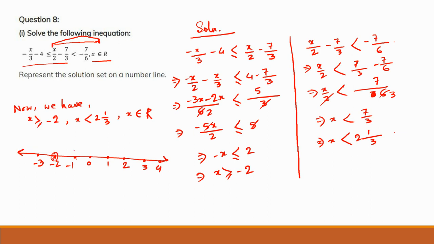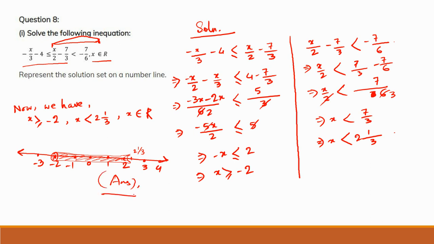x is greater than or equal to minus 2 and x is less than 2 whole 1 by 3. So it's somewhere like 2.33, somewhere here. Let's say this point is 2 whole 1 by 3. But x is less than 2 whole 1 by 3, so this point is not included. Then you can join these two points and shade this area. So this is the solution set on a number line.